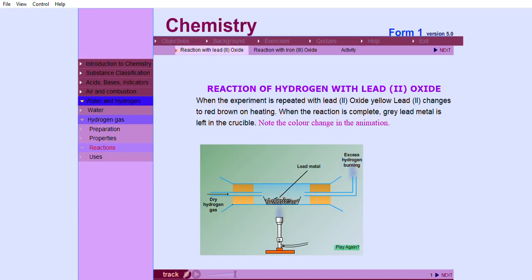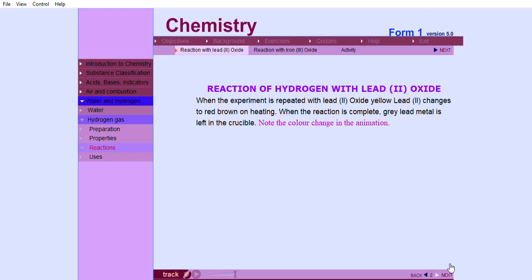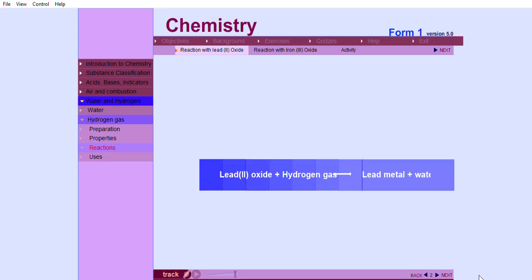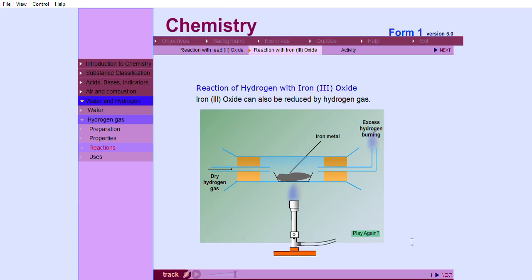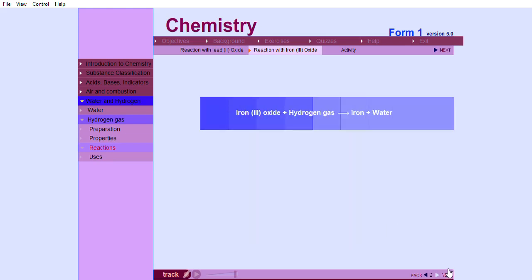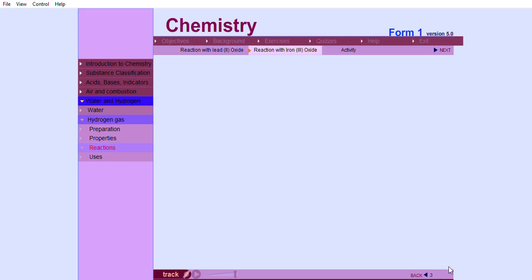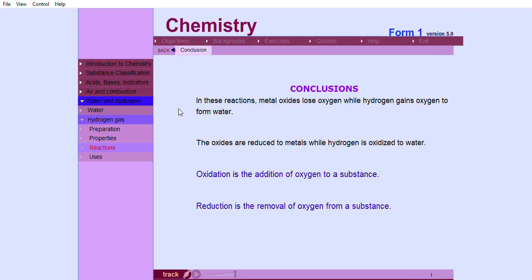When the experiment is repeated with lead(II) oxide, yellow lead(II) oxide changes to red-brown on heating. When the reaction is complete, gray lead metal is left in the crucible. Note the color change in the animation. Iron(II) oxide also undergoes a reaction. The oxides are reduced to metals while hydrogen is oxidized to water.